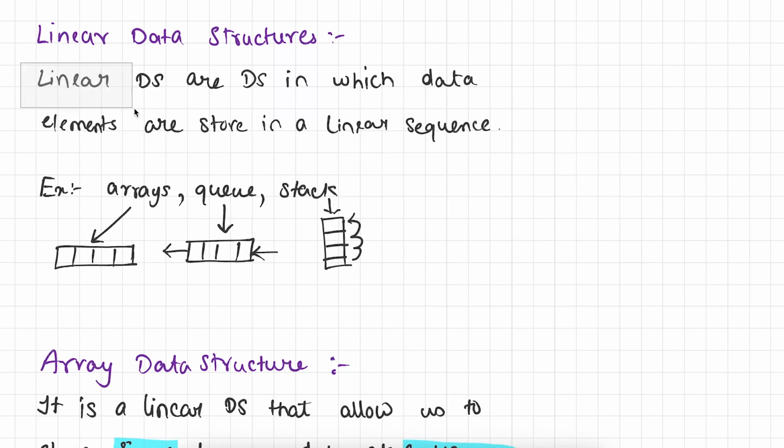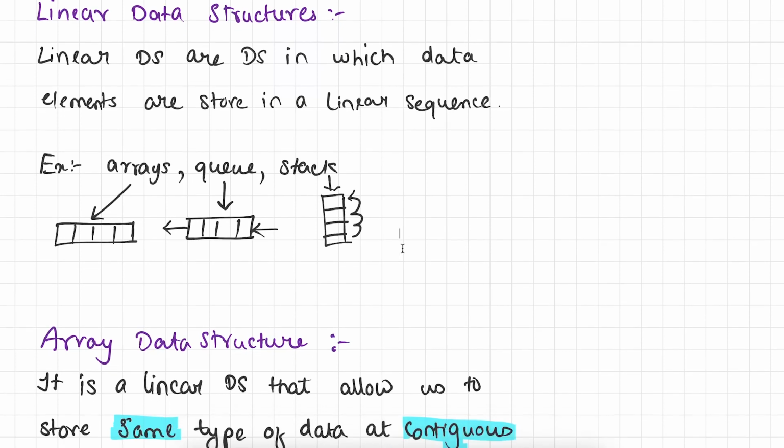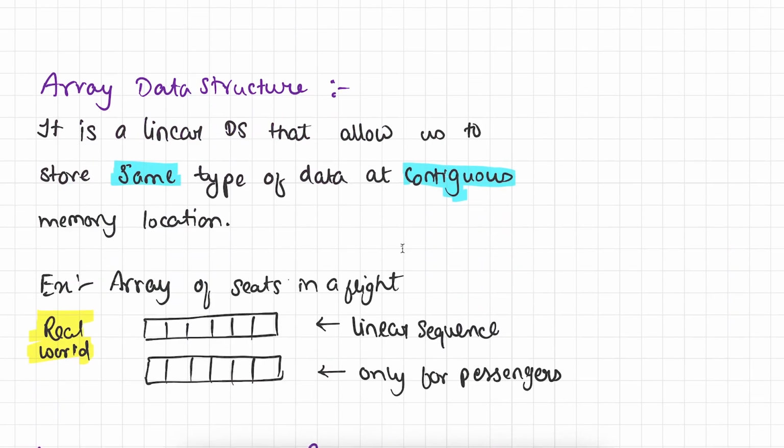A linear data structure is a data structure in which elements are stored in a linear sequence. For example, arrays are linear data structures. Here, elements are stored in a linear sequence. And queues are also linear data structures. In queues also we store elements in a linear sequence. In a stack, we store elements on top of each other. As you can see, in all these data structures we are storing elements in a linear sequence, so all those types of data structures are called linear data structures. Clear? Okay.